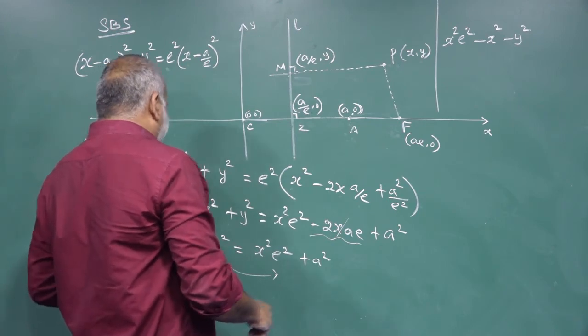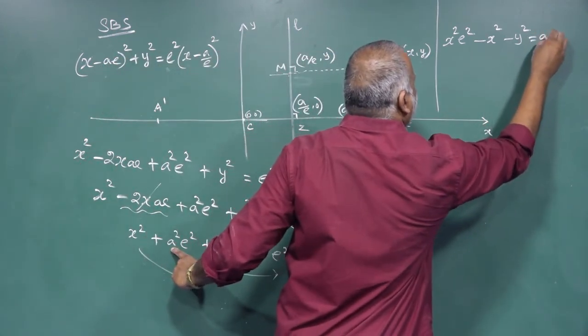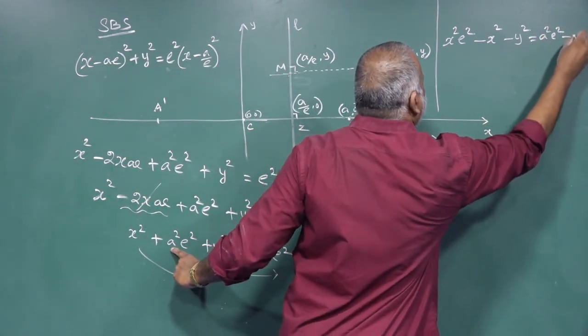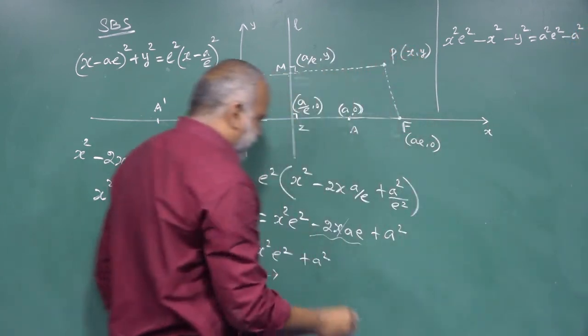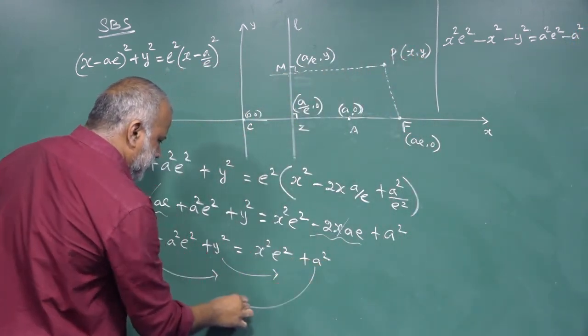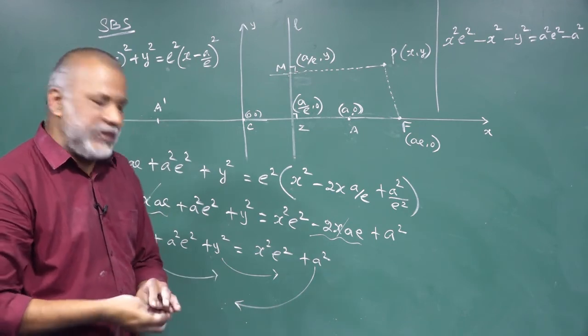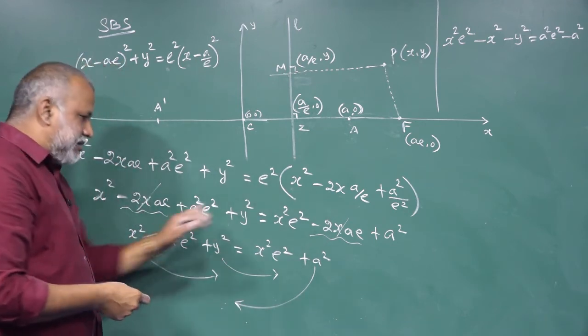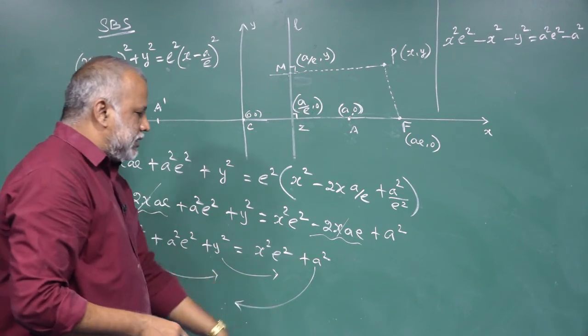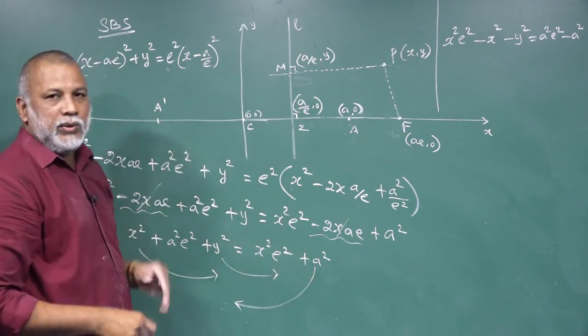Take this a squared here. See here, a squared e squared minus a squared. See this carefully. This is the change different from the standard equation of ellipse. So I am taking this x squared to the other side, y squared also to the other side, a squared here. It is the only one conversion.